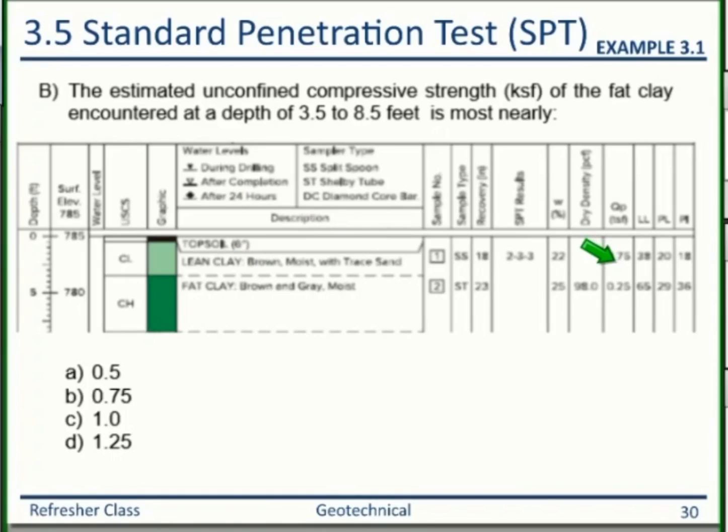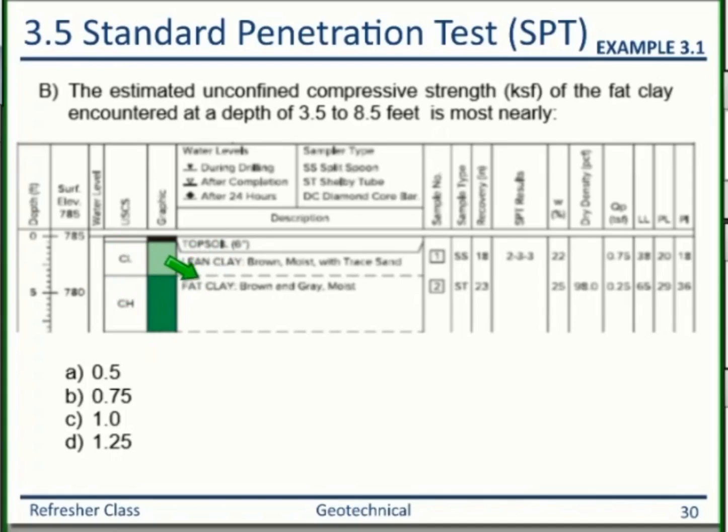So in our case, this is your lean clay and this is your fat clay, right? What is the fat clay? Fat clay is given as CH. What is the lean clay? Lean clay is given as CL. Low plastic clays are known as lean clay and high plastic clays are known as fat clay. Okay, so keep this also in mind. Fat clay means high plastic clay, lean clay means low plastic clay.